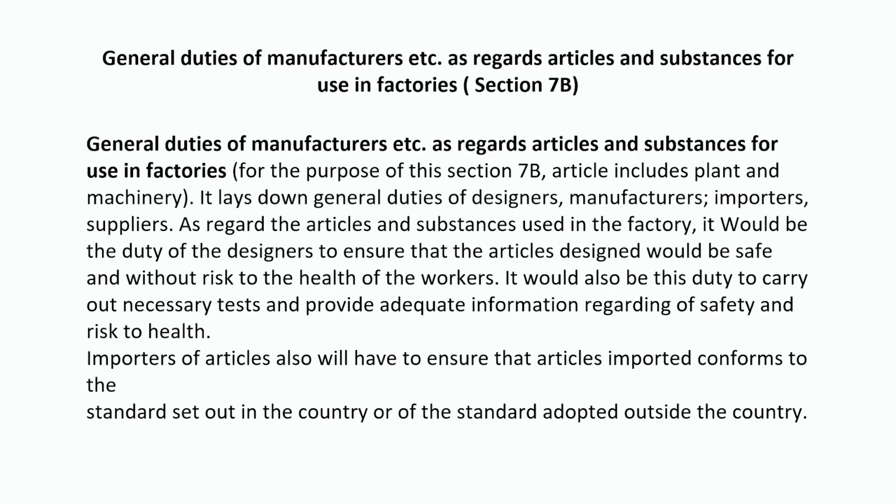And we have Section 7B, which covers the general duties of the manufacturers, etc., as regards the articles and substances used in the factories. So here we have the general duties of the manufacturers relating to the articles and substances for their use in the factory. Section 7B includes the plant and machinery, and it lays down general duties of the designers, manufacturers, importers or suppliers.